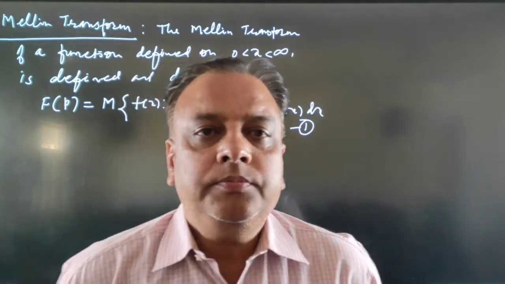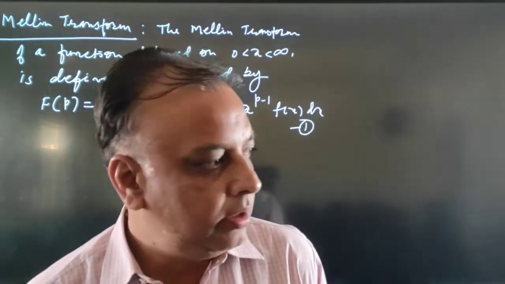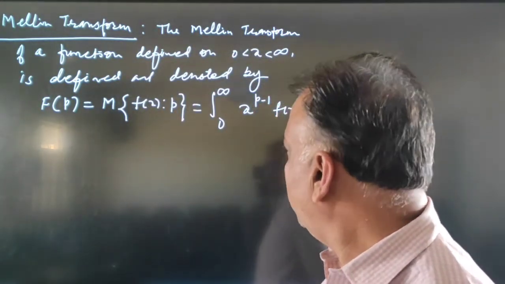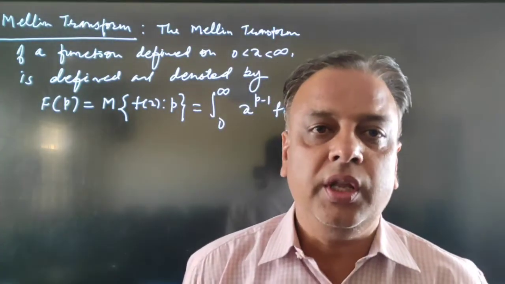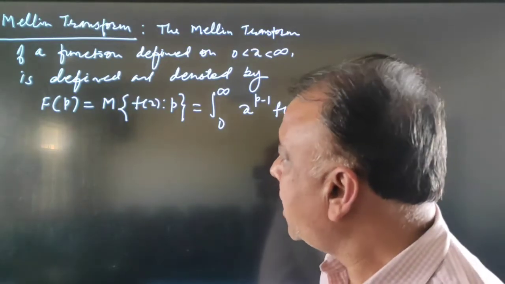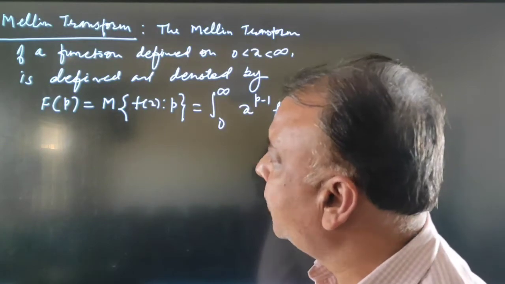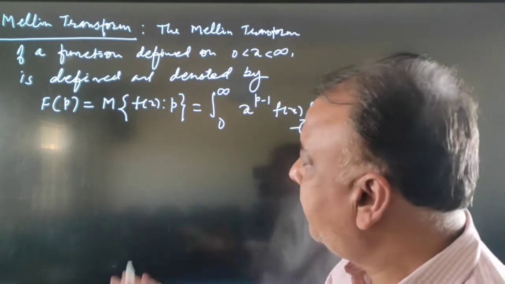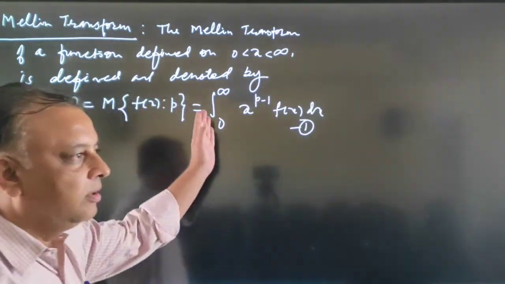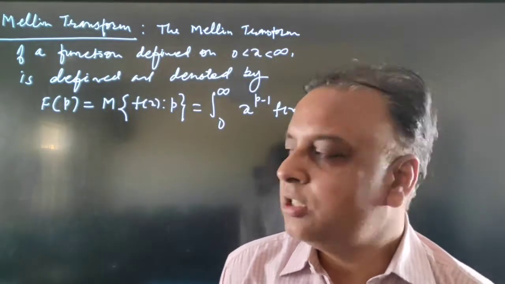The Mellin transform of a function f(x), which is defined on the interval 0 to infinity, is given by the integral from 0 to infinity of x raised to p minus 1 times f(x) dx, and it is denoted by F(p) or M of f(x) with respect to p. Here M denotes the Mellin transform. So this is the definition of the Mellin transform, and in integral form it is given by this one.